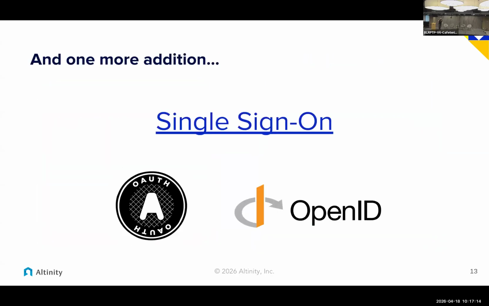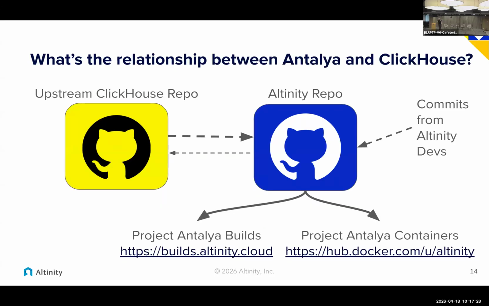Another thing that's really, really important that's come up as these AI workloads have proliferated is single sign-on. So this is another thing that we're working on sort of as a side project on Project Antalya: we're enabling single sign-on support for ClickHouse. And I mentioned that we're sort of all working together. So here's the relationship of how the code works.